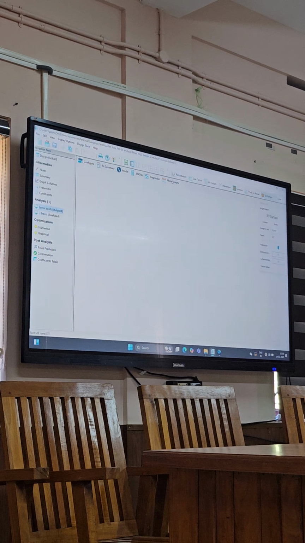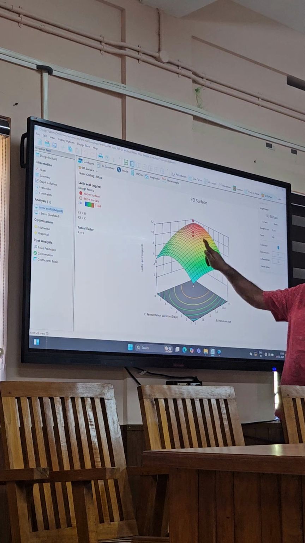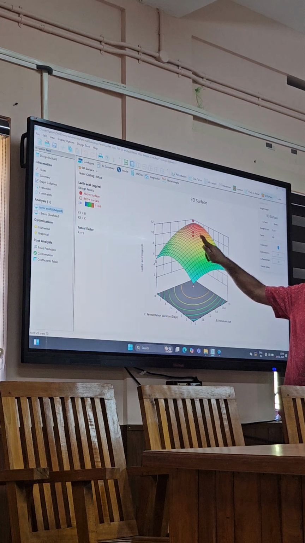Now we are coming to the model graphs. Here you don't have to check all the model graphs, only BC is significant. In this model, only BC is significant. AB is not significant, so we have to check only the BC. This is BC. Somewhere here you will find an optimal value.